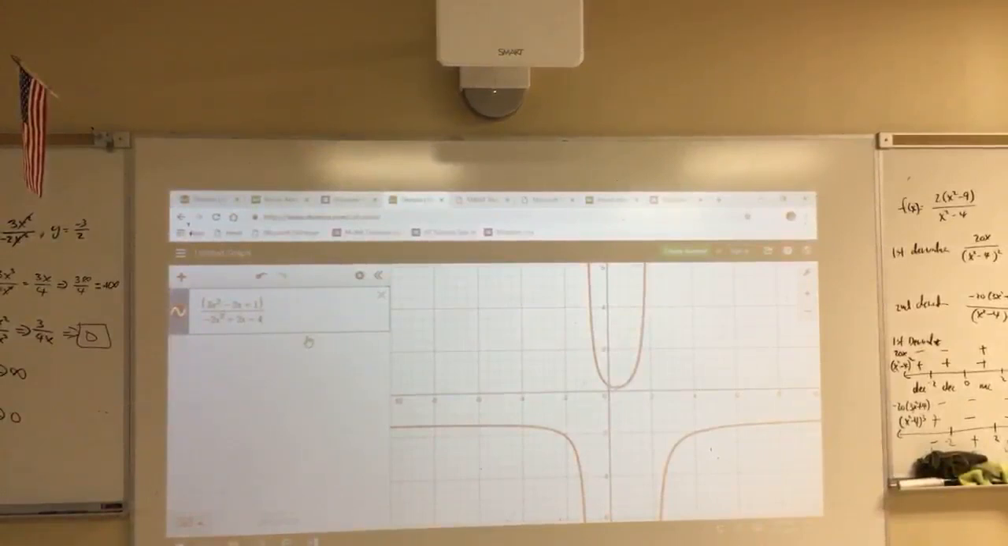Okay, so if you look here, let's say y is equal to what? Negative 3 over 2, we said. Okay, do you see this dotted line here?